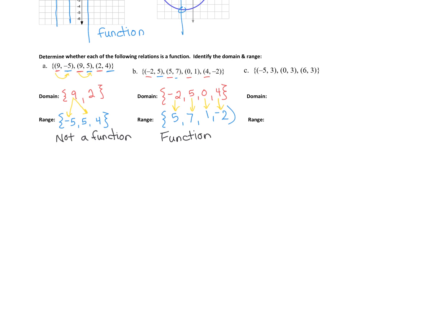One more example. The domain here is -5, 0, and 6, and our range is 3. Every x value corresponds to only one y value, so this is in fact a function. It doesn't matter that different x values go to the same y value. It's the other way around, like part A, that we have difficulty with.